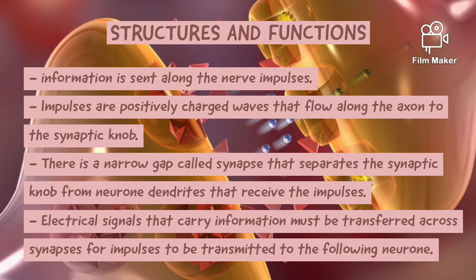Structures and functions. Information is sent along the nerve as impulses. Impulses are positively charged waves that flow along the axon to the synaptic node. There is a narrow gap called synapse that separates the synaptic node from neuron dendrites that receive the impulses. Electrical signals that carry information must be transferred across synapses for impulses to be transmitted to the following neuron.